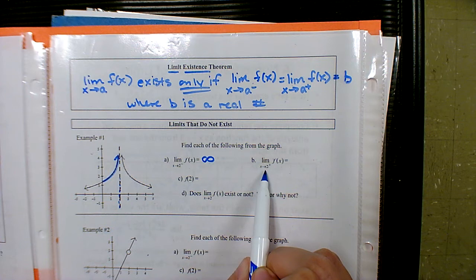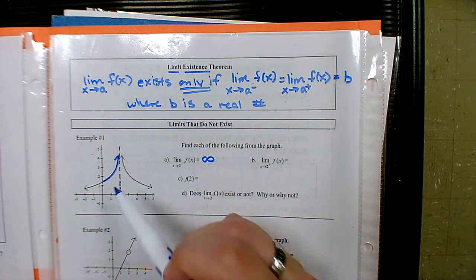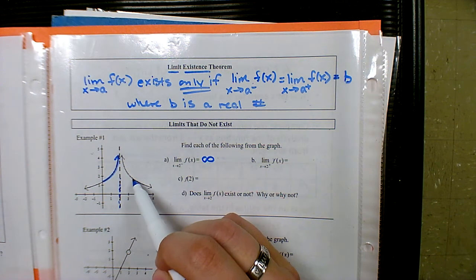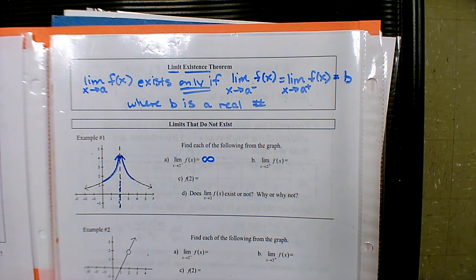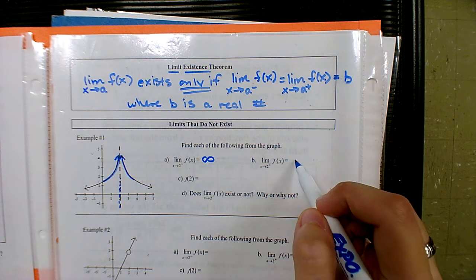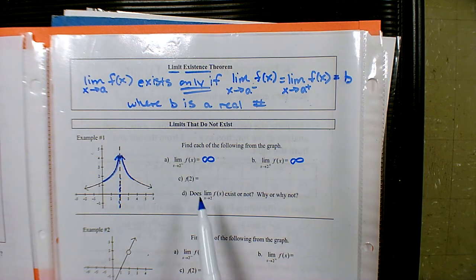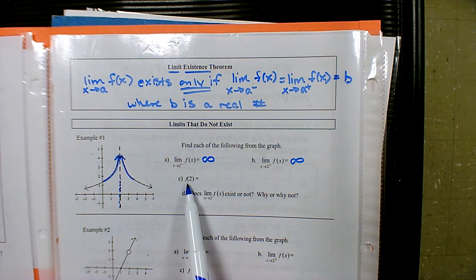Let's check out B. As we approach 2 from the right, so again, that same location of 2, this time we're going to trace the right-hand side. How would you describe the height of the graph? Looks like this one's going up forever too, right? So this would be infinity. Okay. Let's take a look at C.